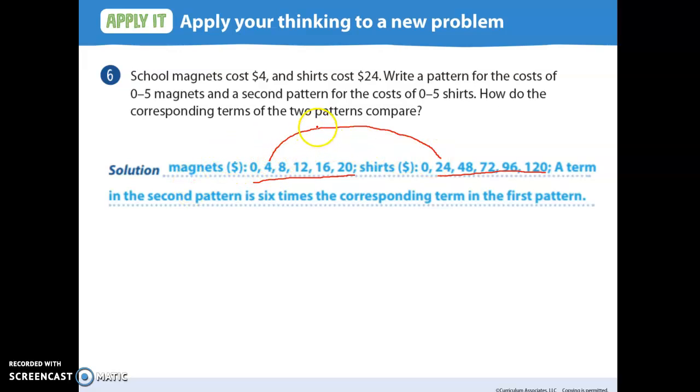Well, what do you multiply times 4 to get 24? And that would be times 6. So the pattern is 6 times the corresponding pattern. And that would work for all of them. 8 times 6 would be 48, and 12 times 6 would be 72. So it works all the way down the entire pattern.